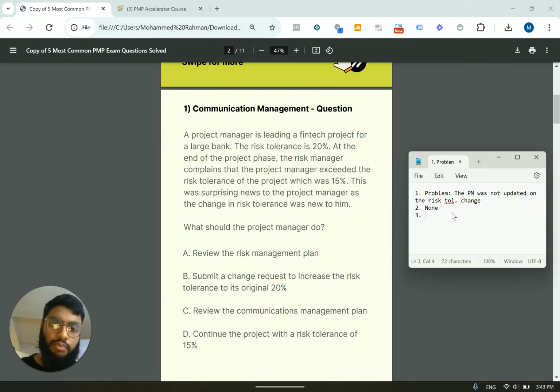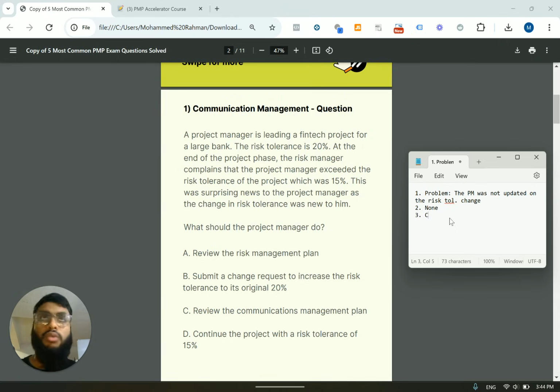The problem is the PM was not updated. The problem is not the risk tolerance. The problem is the PM was surprised. It was surprising news to the PM, meaning that somewhere along the line, somewhere along this process, that information about the risk tolerance change did not reach the PM. This is clearly a communications management problem. So the best answer is going to be C. C, it solves the problem completely.